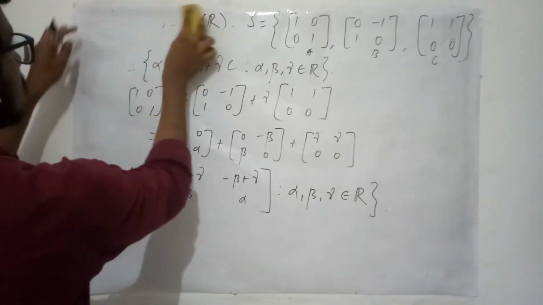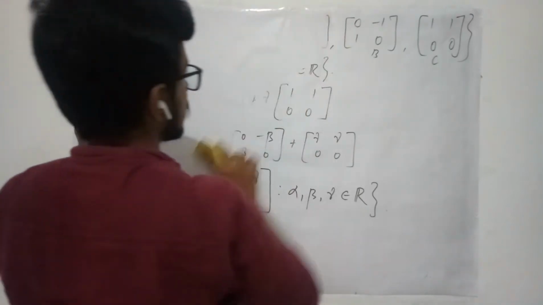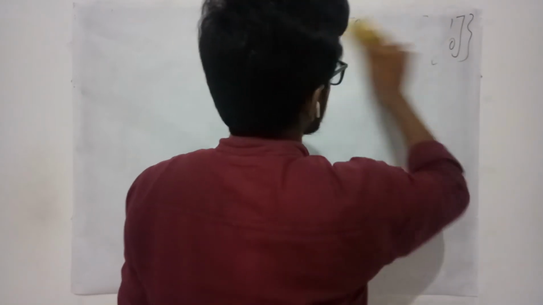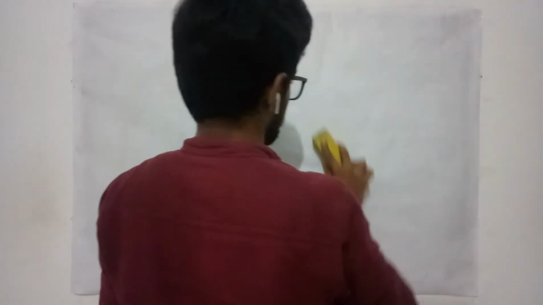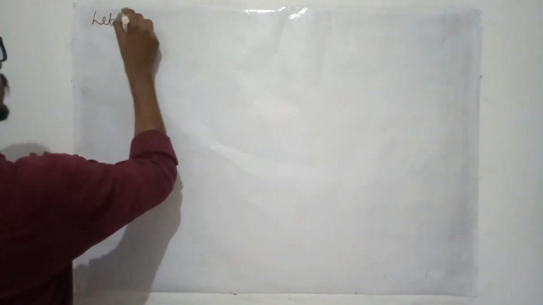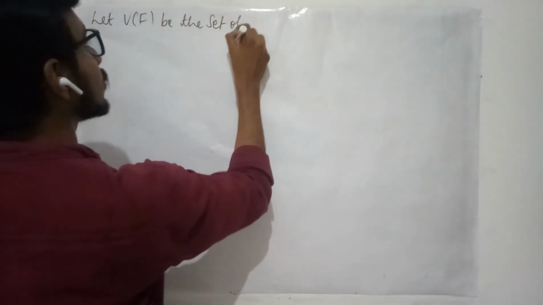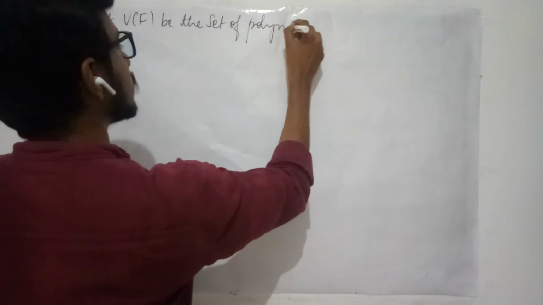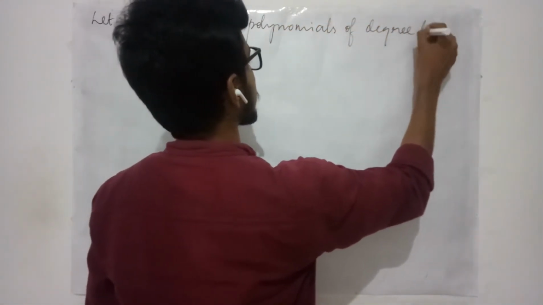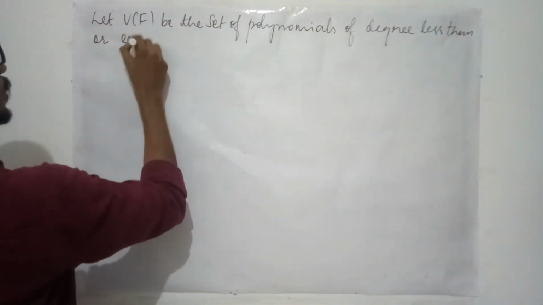Let us go for another space and try to find out what is happening in that space. We have seen the matrices, we have seen R3 of R, and what can we see? Let us go to functions. Okay, let V of F be the set of polynomials of degree less than or equal to 6.